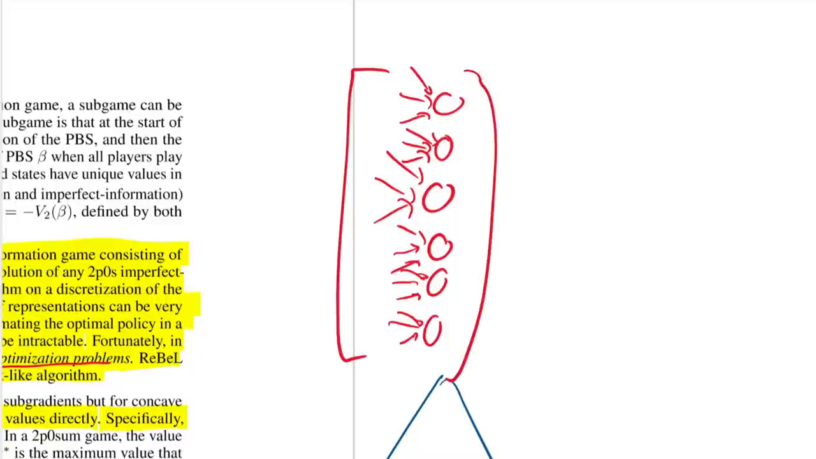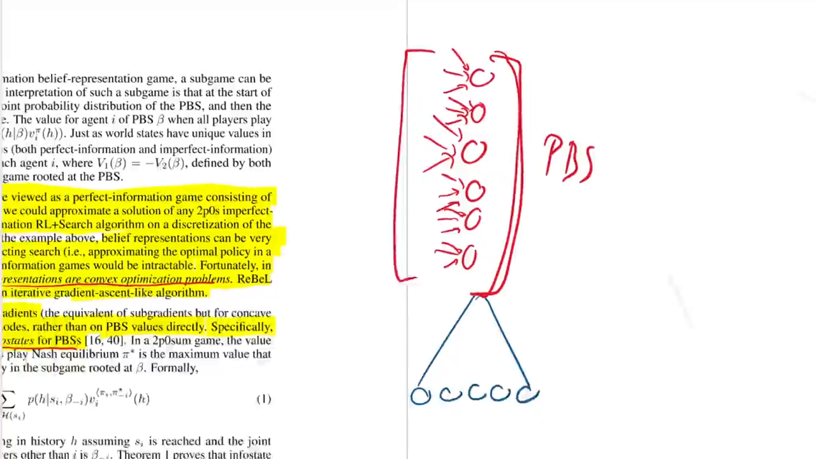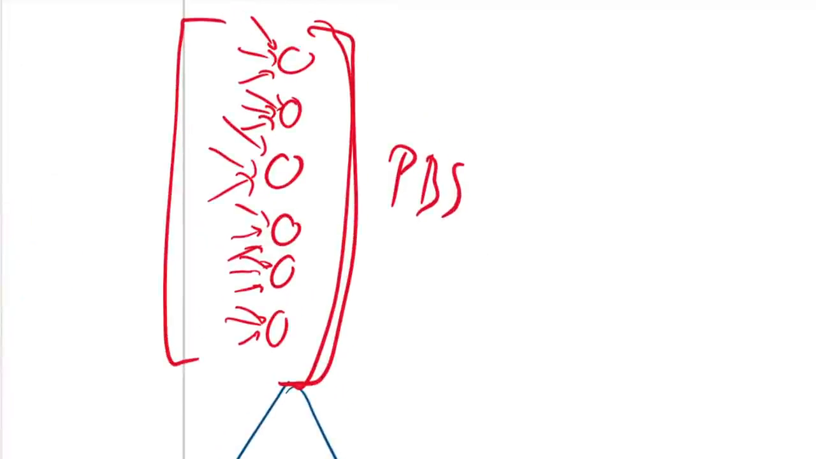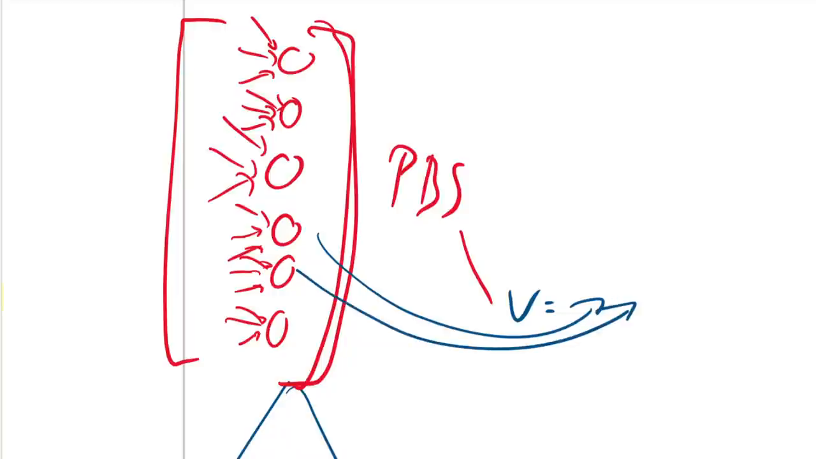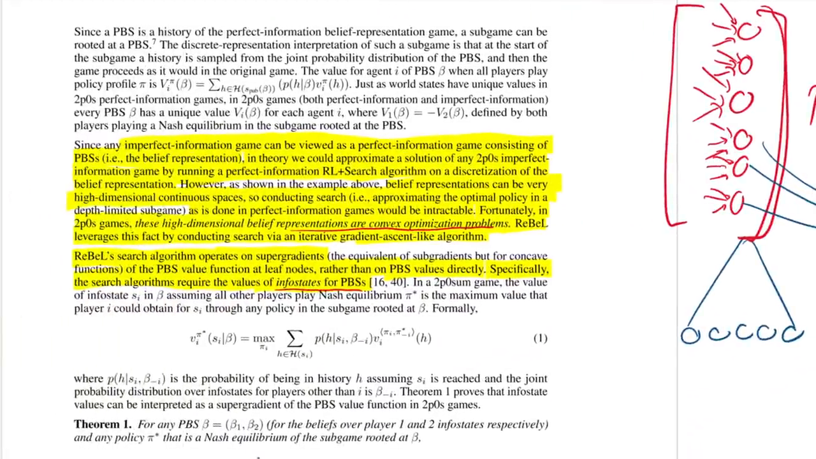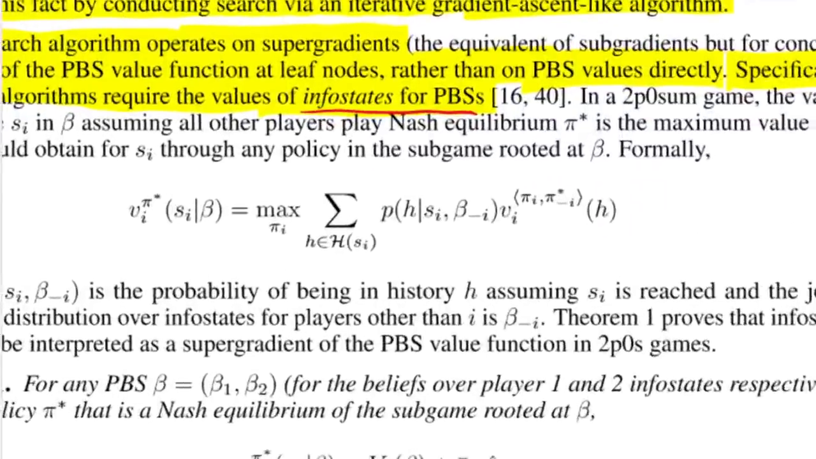That entire thing is one public belief state. Now, they are going to say, we can determine the value of a public belief state. So the value of this is going to be equal to, and we can somehow approximate this with the values of these things here. We somehow don't need the value of the entire public belief state. We connect this to the values of the individual info states.